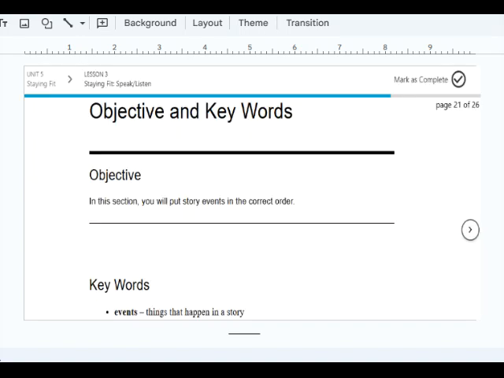All right, let's move on to Unit 5, Lesson 3, our new objective. In this section, you will put story events in the correct order. Events are things that happen in a story.